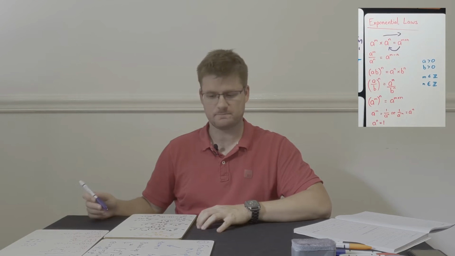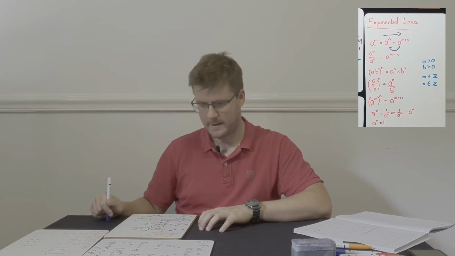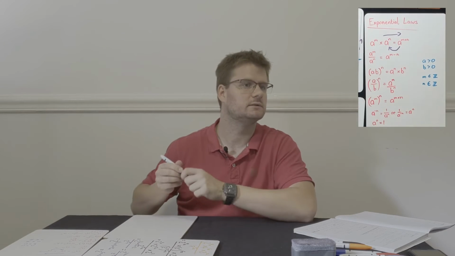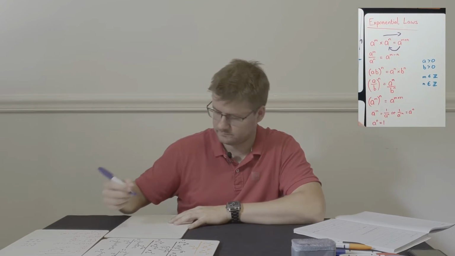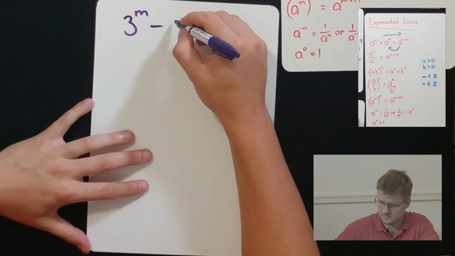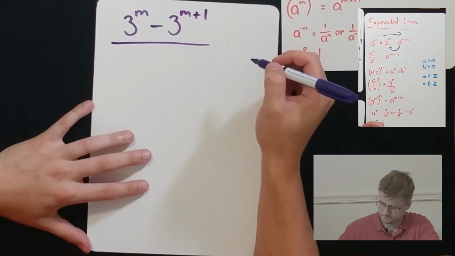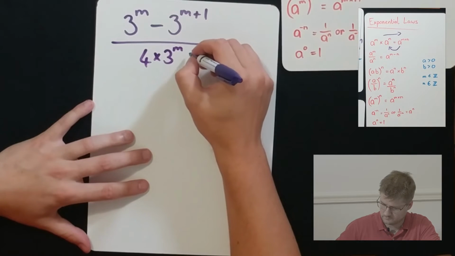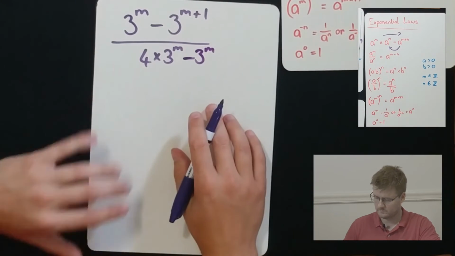All right, let's look at the other type of example where our terms in our fractions are added or subtracted. Ed, throw me an example there. Pick one that has pluses or minuses in the numerator and stuff. Alright, so we can go with 3 to the m. 3 to the m. Yes. Minus 3 to the Milo plus 1. I love Milo. Over 4 times 3 to the Milo minus 3 to the Milo. Like that? Yeah. Okay. All right.